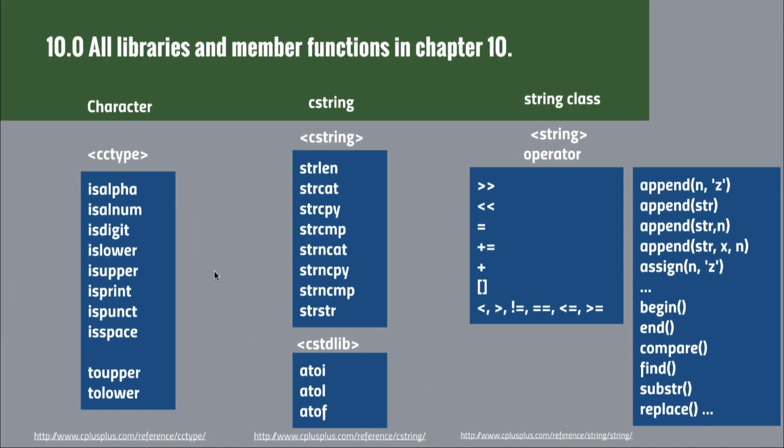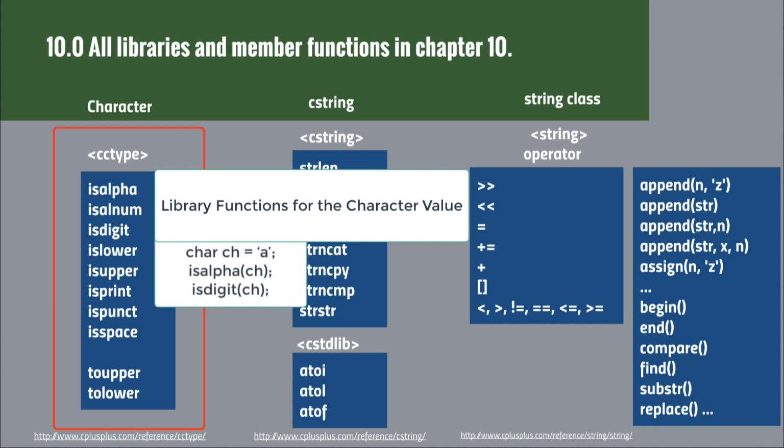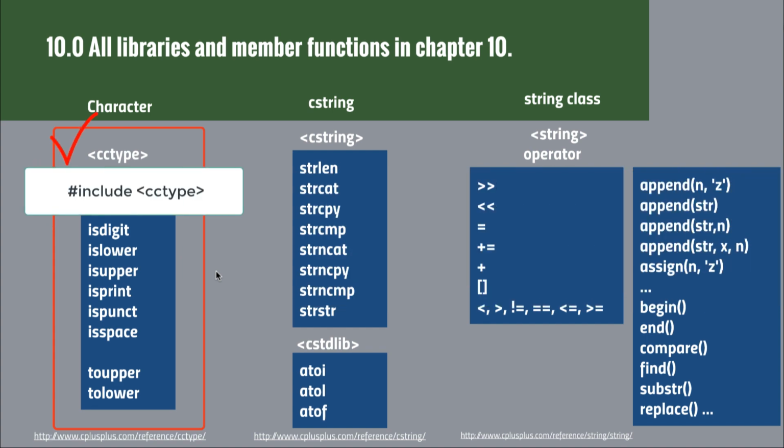First of all, let's take a look at all the library functions in one slide. These are all the functions we will practice in Chapter 10. The leftmost box includes the library functions to deal with the character value. For example, if you want to check whether one character value is an alphabet or digit, we can use the function isdigit or isalpha. To use these library functions, you must include a new header file, cctype.